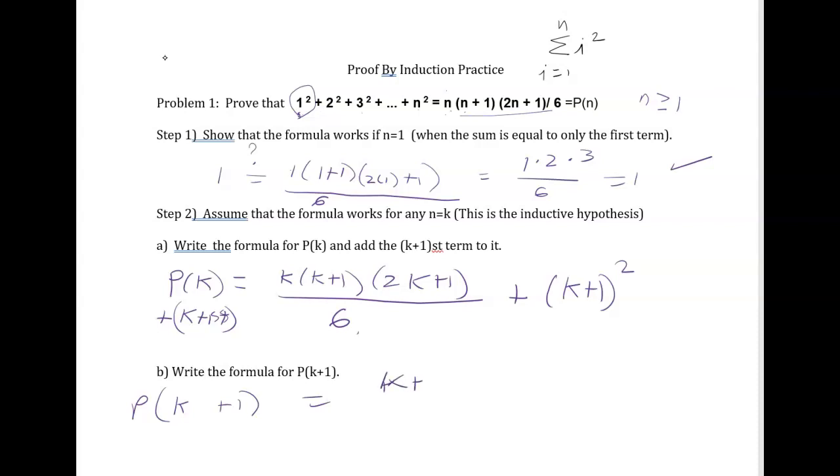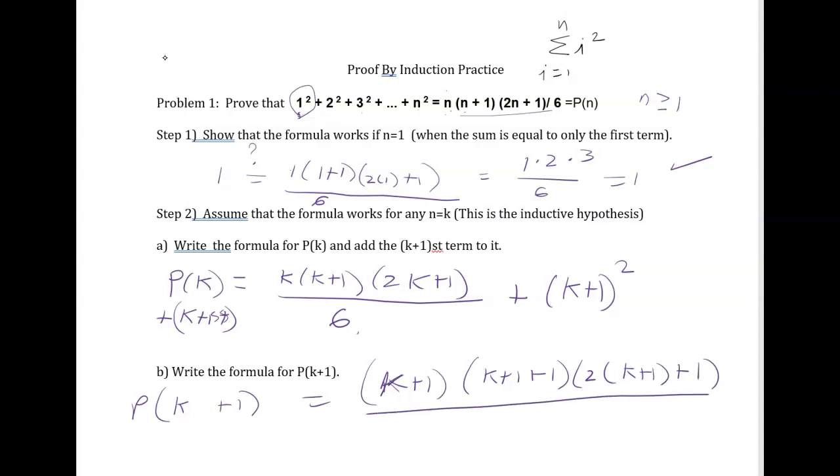So that's k plus 1. n is k plus 1 now. I'm replacing every n with a k plus 1. Now, it'll be k plus 1 in that first set of parentheses. Then, be careful, you need parentheses here: times k plus 1 plus 1. In the third set of parentheses, well, what's the second set in the formula? 2 times k plus 1 plus 1. Over 6.